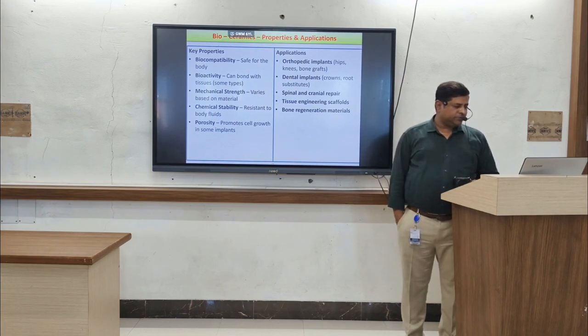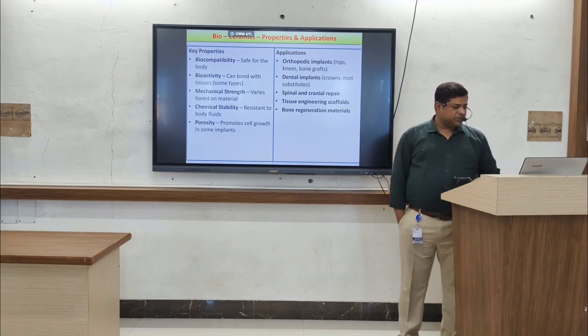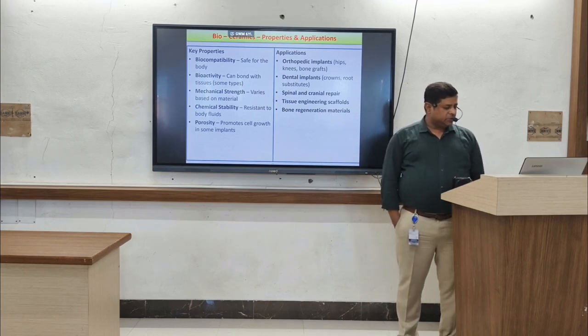Biocompatibility, as I told you, means safe for the body. Bioactivity: can bond with the tissues, in some types. Then mechanical strength varies based on the material. Chemical stability: resistant to body fluids. And porosity promotes cell growth in some implants. Applications: orthopedic, dental, spinal and cranial repair, tissue engineering, scaffolds, and bone regeneration materials.